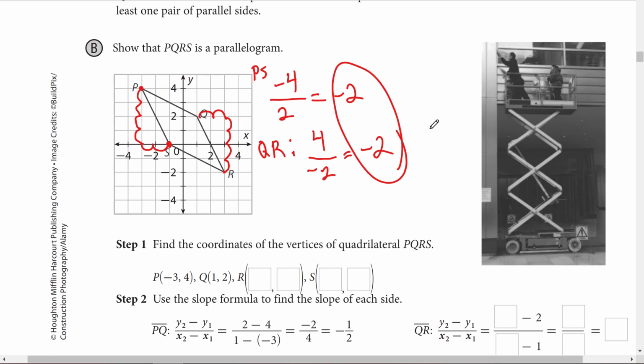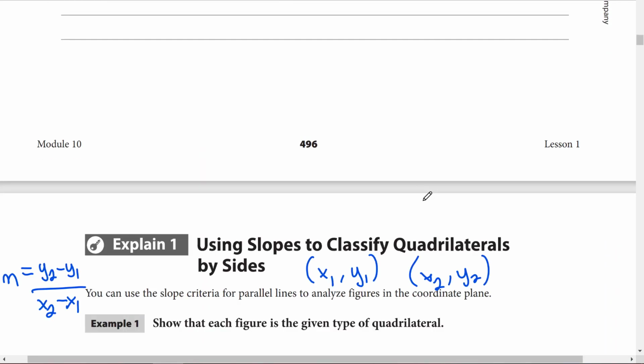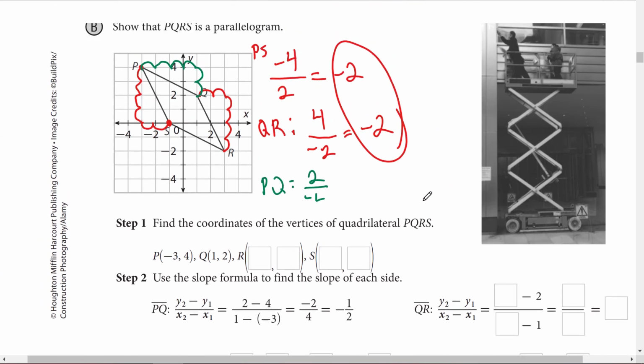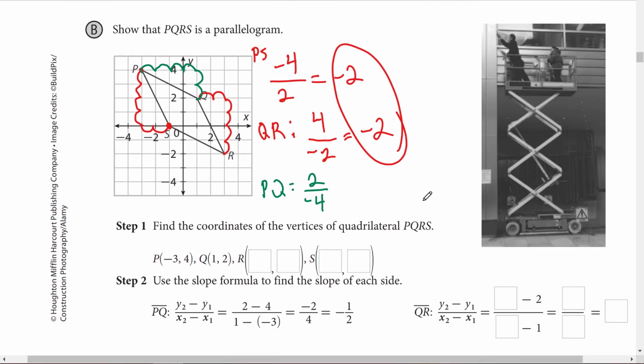This problem is asking us to prove if it's a parallelogram, which means both sets of opposite sides have to be parallel. So we're going to check the other two sides. Let's take a look at PQ. My rise is up 2 over 1, 2, 3, 4 in the negative direction, so -4. Sorry, I just accidentally scrolled. There we go. -4, which means I'm now looking at 2 divided by -4 is -1/2.